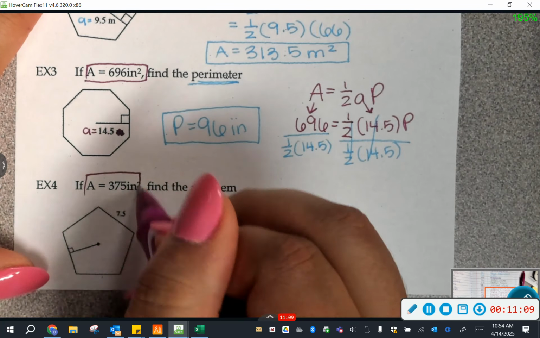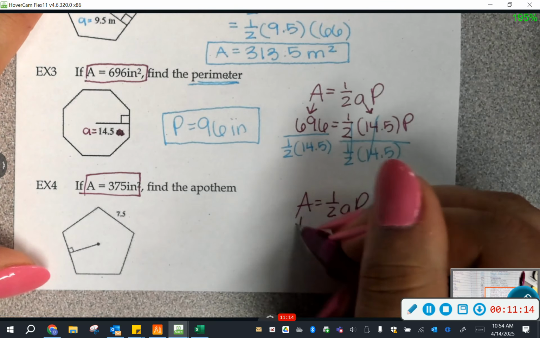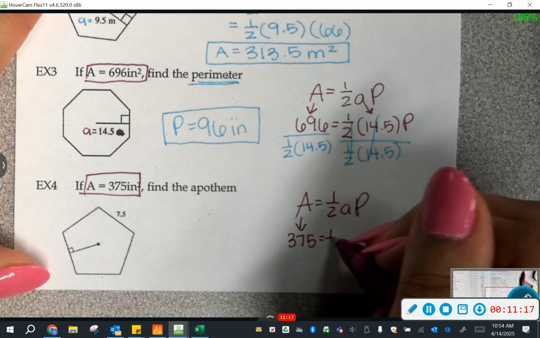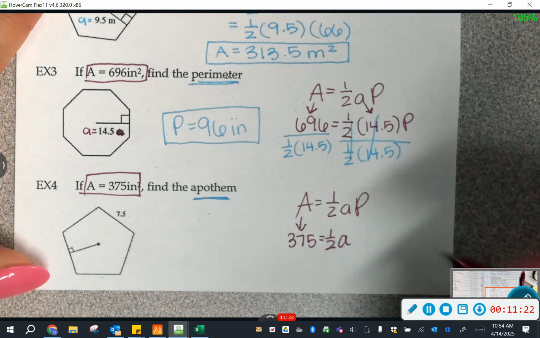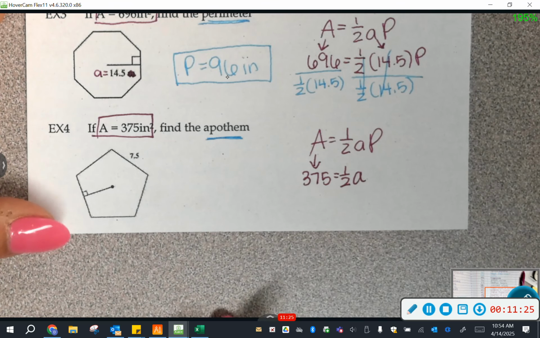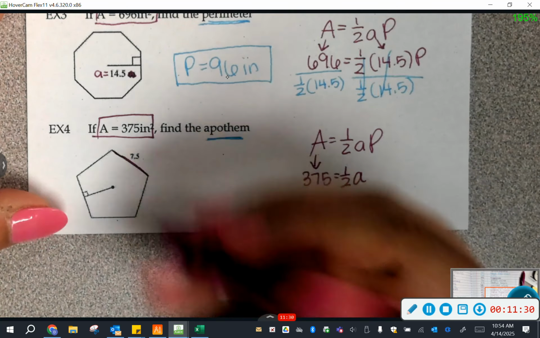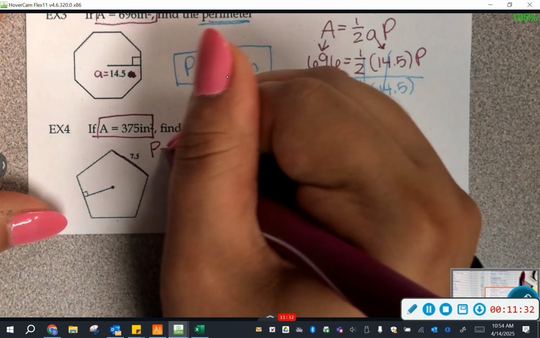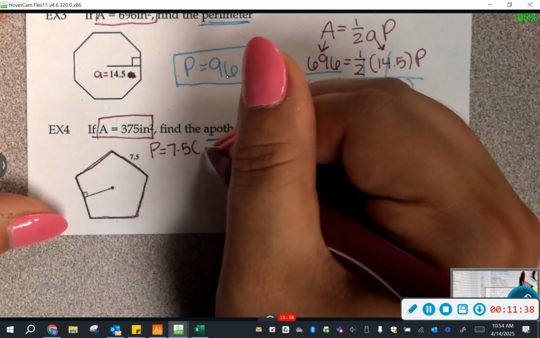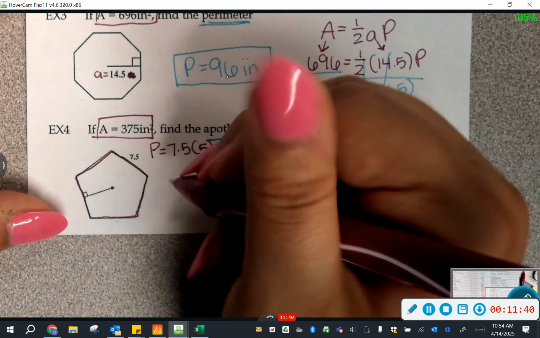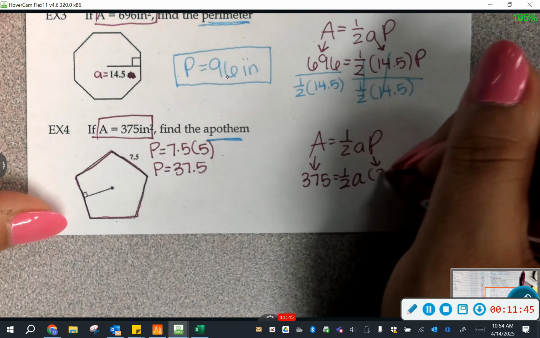My area is 375. I'm looking for the apothem. So I want to leave little a in there. Do I have the perimeter? I know one side is 7.5. How do I find the perimeter? Times how many sides are there? 2, 3, 4, 5. 7.5 times 5. What did y'all get? 37.5 is my perimeter.